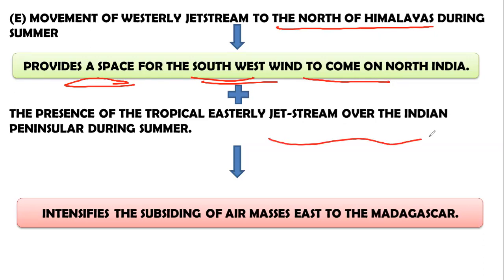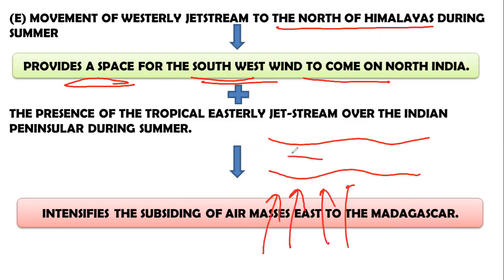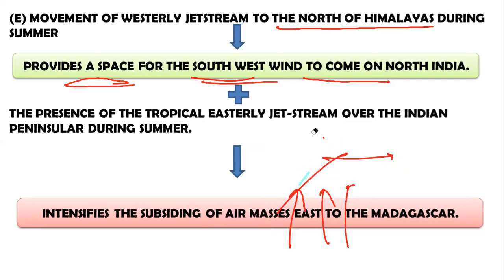Now, because jet stream is a zone of high velocity winds, if the monsoon winds are coming, they will blow away with the jet stream. Correct? Now, because the jet stream has moved to the north of India, it provides a space for the southwest wind to come on North India and cause precipitation, or to lead to the entire process of monsoon.